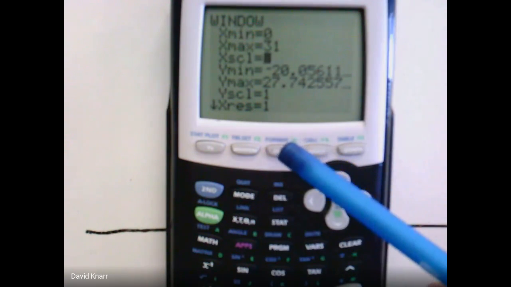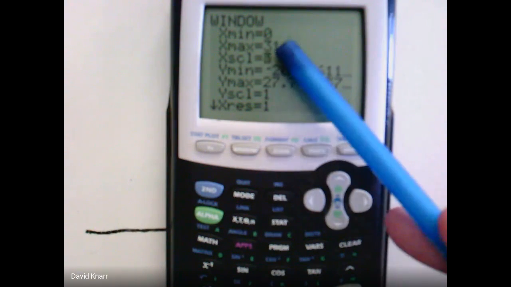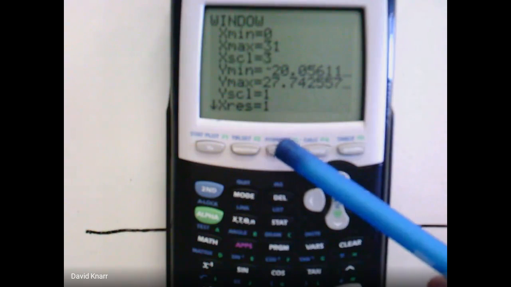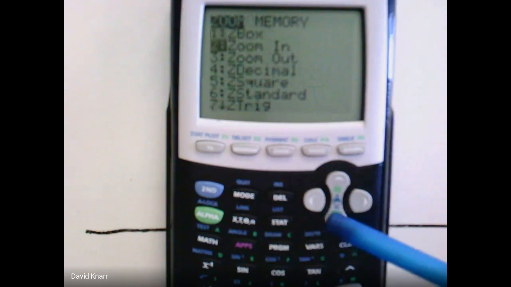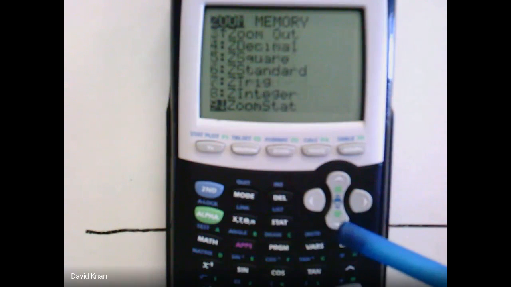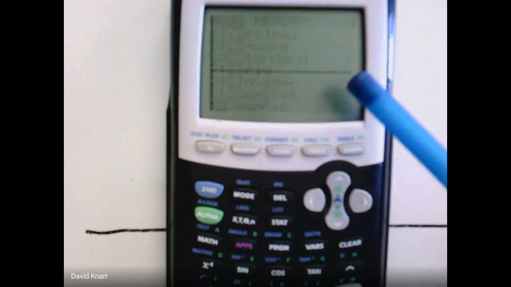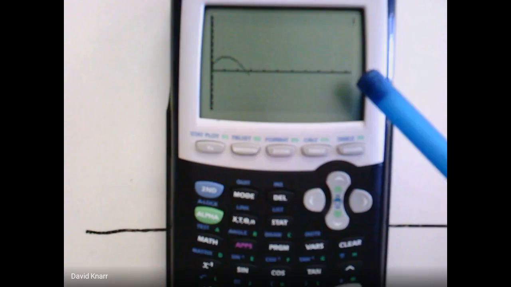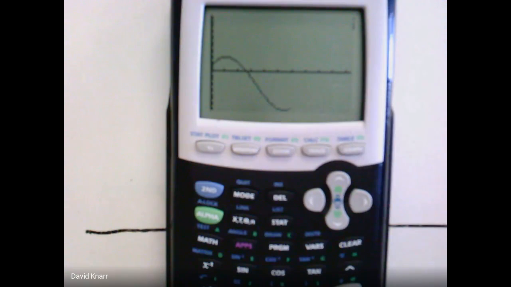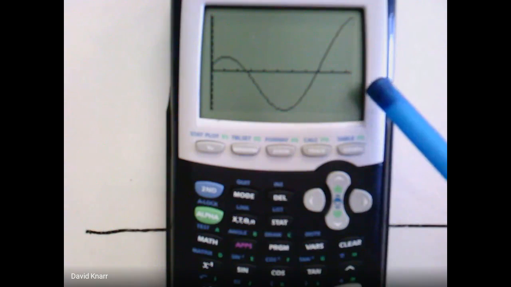So now, from here, you don't know what the y value should be. You just have the x values. So to get the good y values, push zoom, go down to zoom fit, push enter. And what the calculator will do is it'll take your function and your x values and then pick the y values to give you the best picture. So we're looking for where this graph is equal to 0.